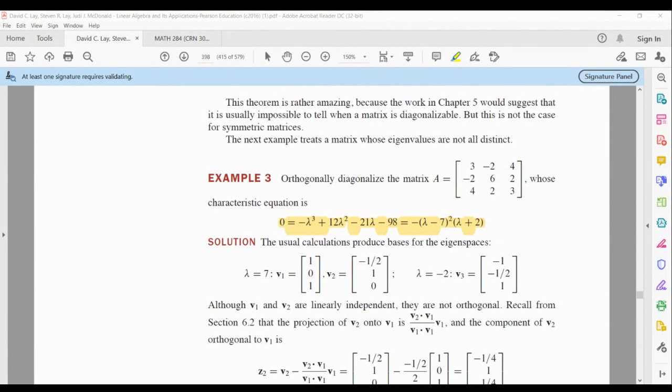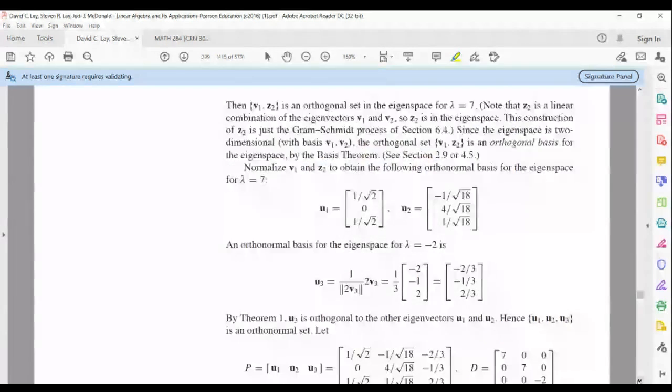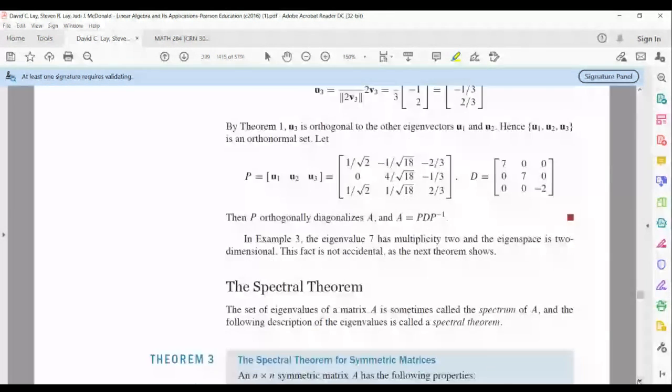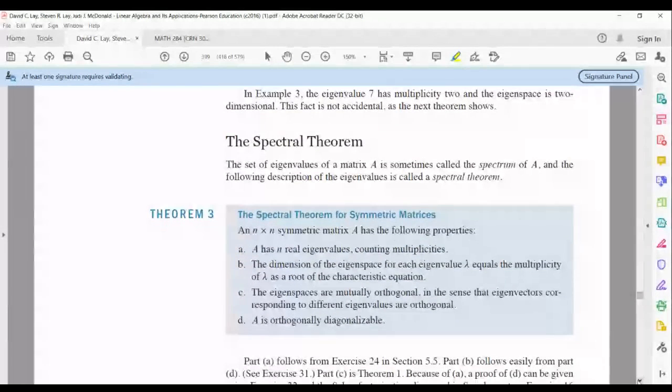Well, remember the eigenspace corresponding to the eigenvalue lambda equals 7. That eigenspace was a 2-dimensional eigenspace, okay? And the eigenspace corresponding to lambda equals negative 2 was a 1-dimensional eigenspace. And that's no accident. That's another beautiful result, but it comes from the spectral theorem for symmetric matrices.